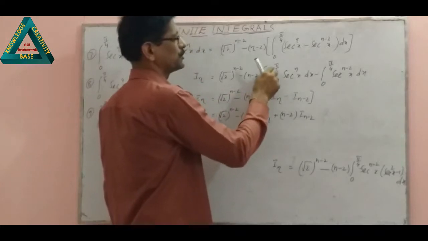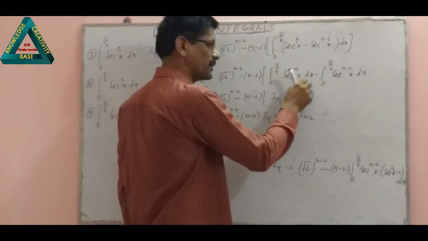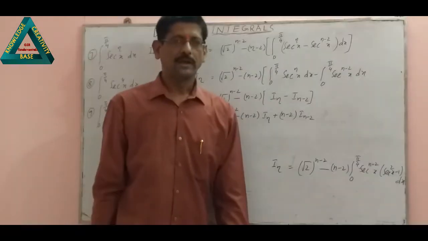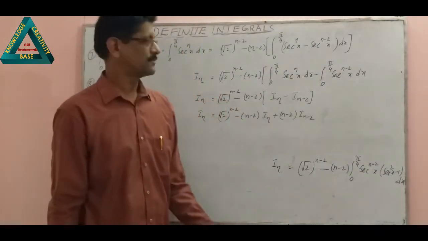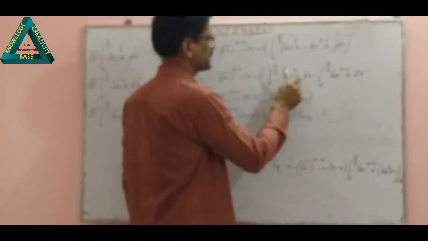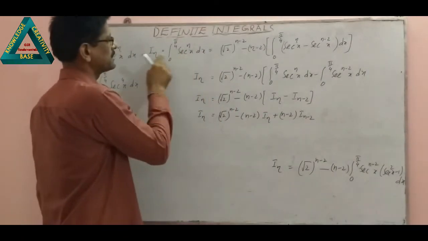n minus 2 into the integral 0 to pi by 4 secant power n x dx, minus the integral 0 to pi by 4 secant power n minus 2 x dx, term by term integration. By using notation, the integral 0 to pi by 4 secant power n x dx is equal to In, is equal to this one.